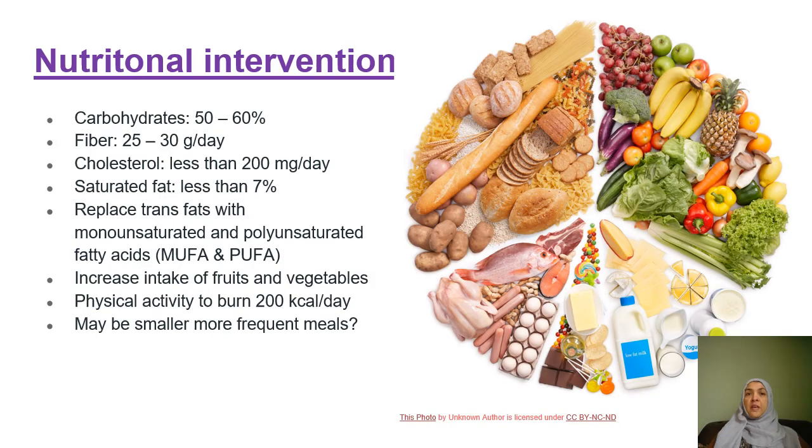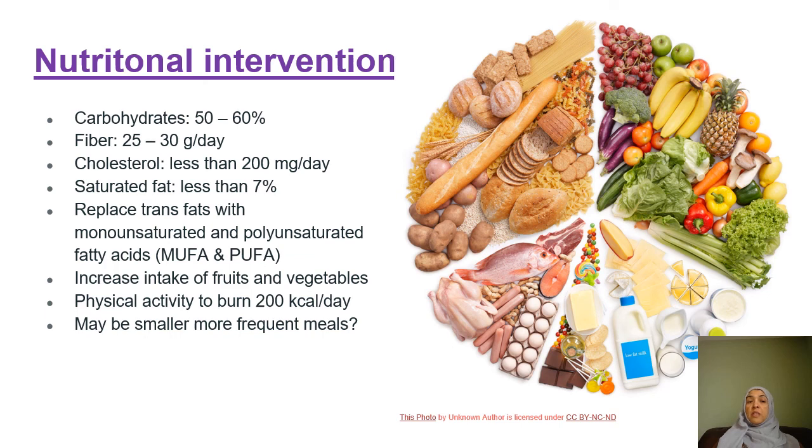For a patient with congestive heart failure, it is important to follow a heart-healthy diet comprising carbohydrate 50 to 60%, preferably from high-fiber grains like whole wheat bread and whole wheat pasta, to increase the fiber intake. Fiber intake should be around 25 to 30 grams per day. Cholesterol less than 200 milligrams per day. Limit the intake of saturated fats to less than 7% and replace trans fats with monounsaturated and polyunsaturated fatty acids.